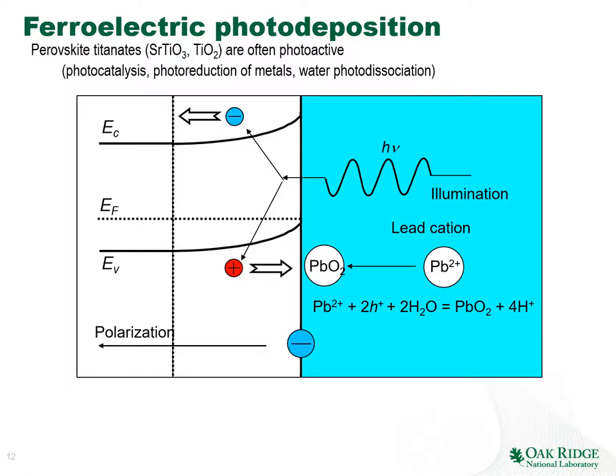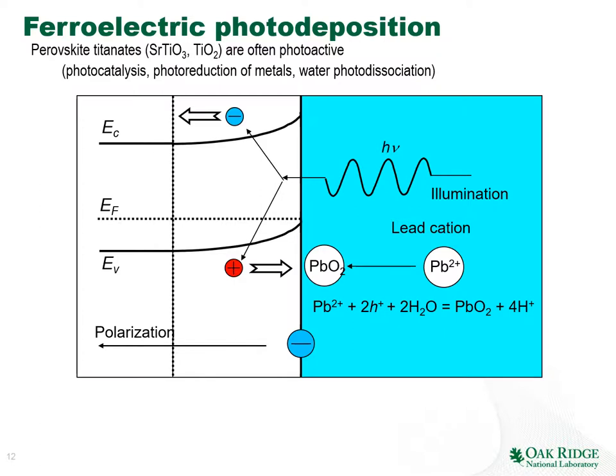So for example, if we do it in the aqueous solution of lead salts, we will precipitate the lead O2, so our lead 2 plus would be oxidized into lead 4 plus, which forms the poorly soluble lead O2. Notice that this model is pretty simplistic, and for example, we don't say anything about the destiny of the electron that goes inside the material.